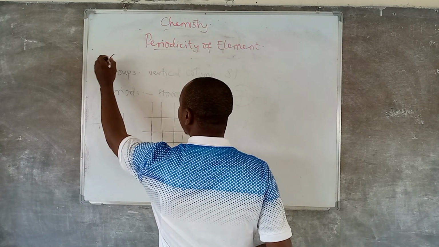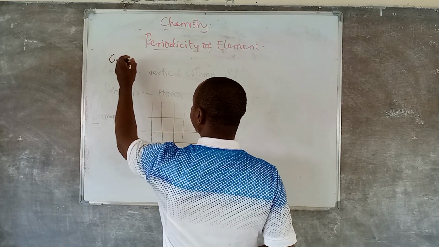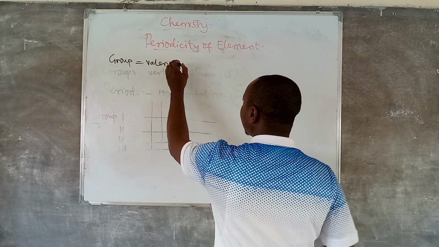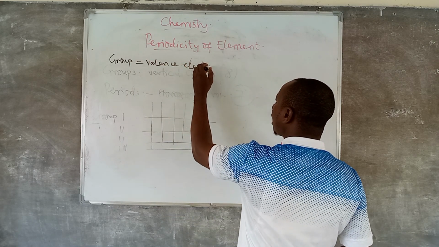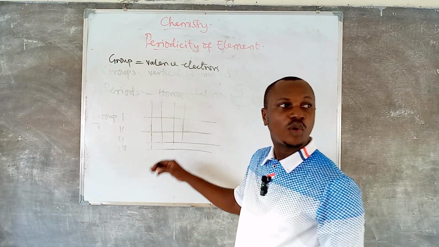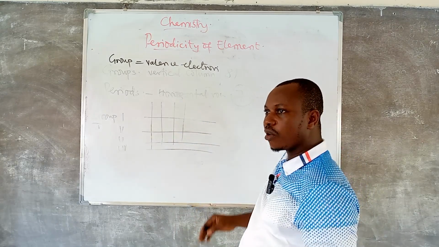So elements in the same group have the same number of valence electrons. And what is a valence electron? A valence electron is the total number of electrons on the outermost shell of an atom.